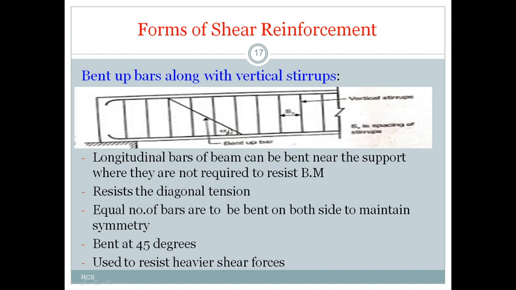An equal number of bars are to be bent on both sides to maintain symmetry. As this is a beam, this shows the continuity of the beam. We are bending the bars here, and on the other side of the beam we also bend them in this direction to maintain the symmetry of the beam. The bars should be bent at 45 degrees, and this combination of vertical stirrups and bent-up bars is used to resist heavier shear forces. In those situations, we use the combination of shear reinforcement.